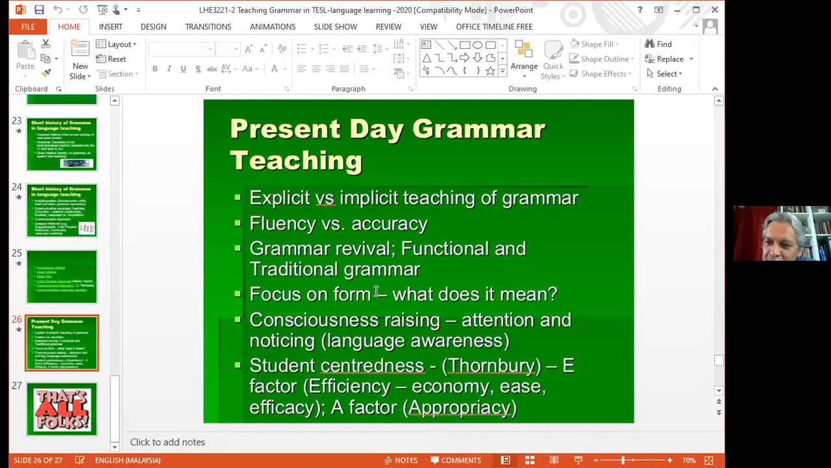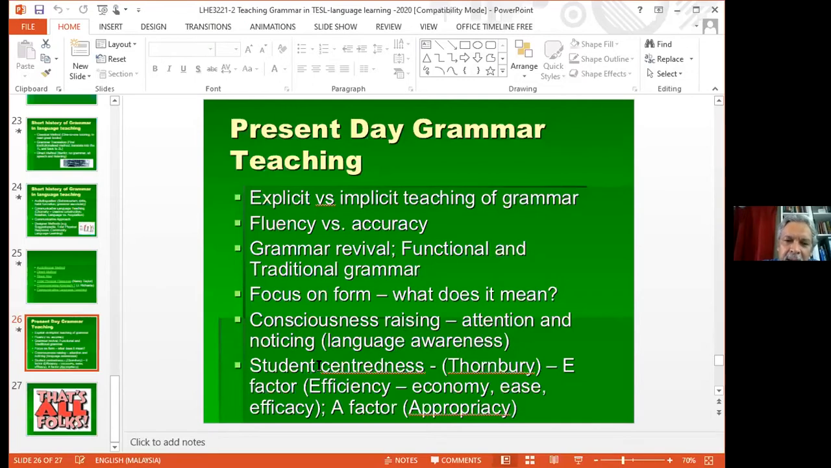Focus on forms, once again, means you try to cover everything, all the forms, from beginning till end, if there is an end. One form after another. So other things like consciousness raising, making them a little bit more aware, paying a little bit more attention, noticing, making them aware of the grammar that helps to convey the meaning. So this is consciousness raising, and also noticing, attention to form and noticing, language awareness.